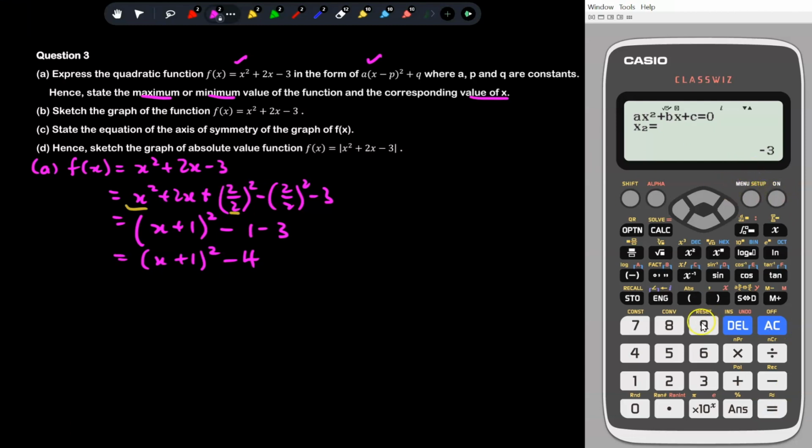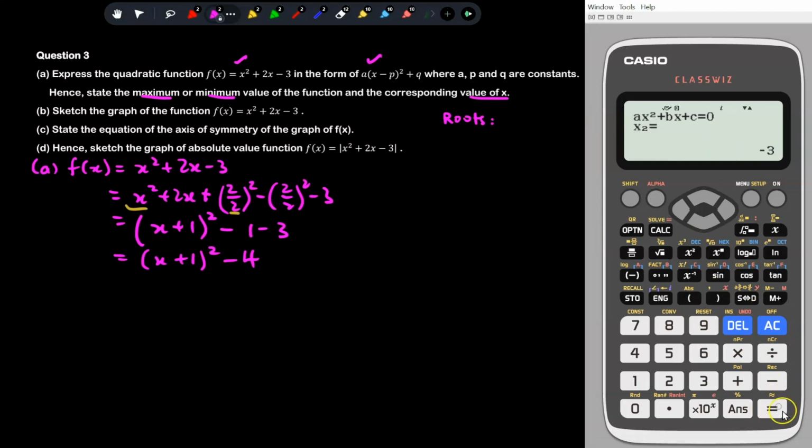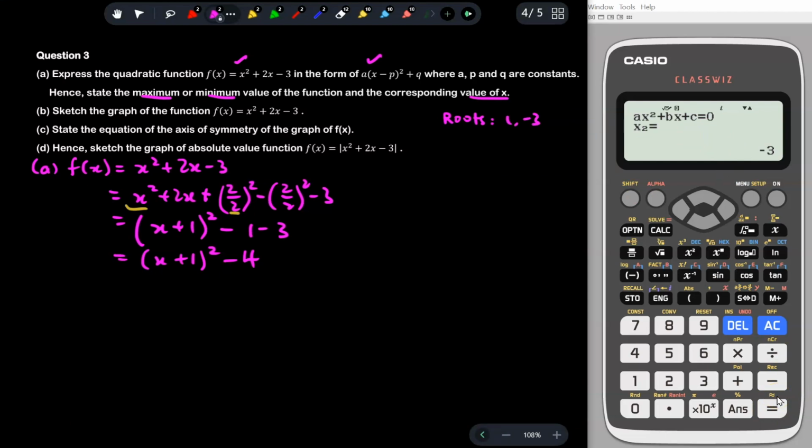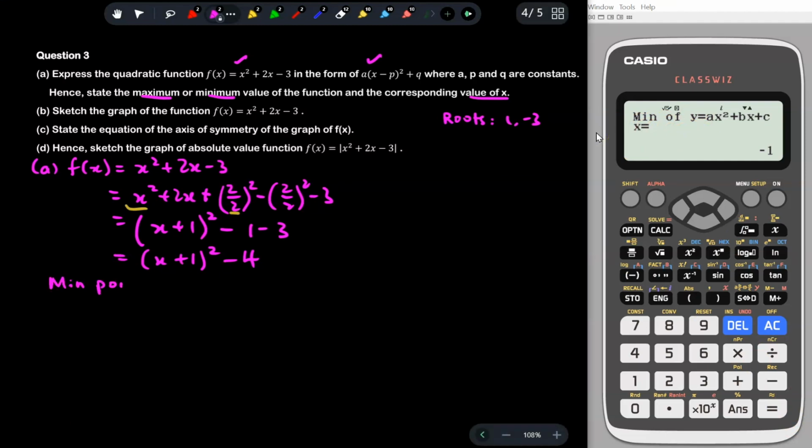Okay, so later when we sketch the graph, we will get our roots, which I'm going to write down here first: 1 and negative 3. And this is a minimum graph, which means our minimum point is negative 1, negative 4. It's correct because when x plus 1 equals 0, x is negative 1, and the y value is negative 4. So this is correct.